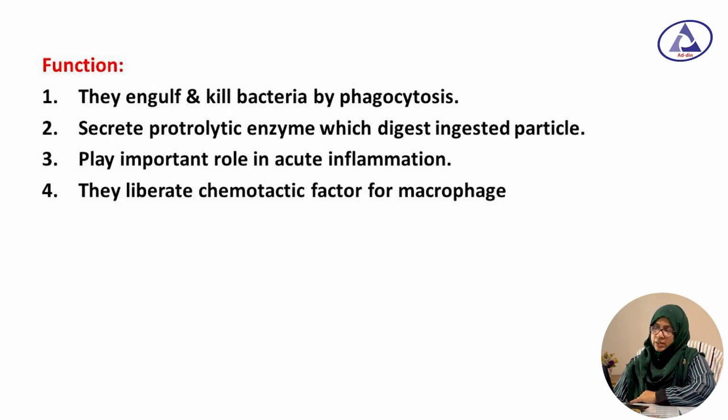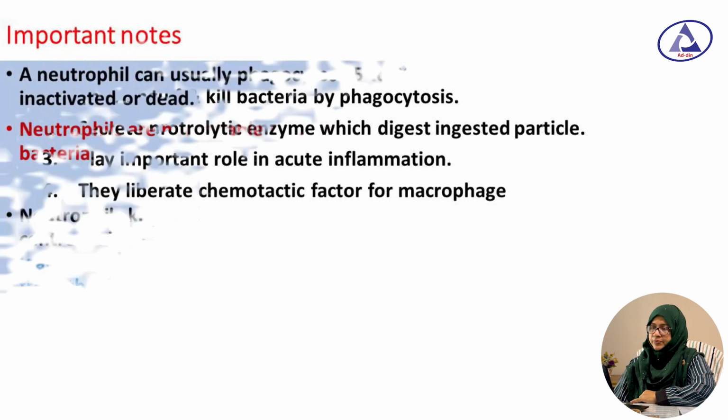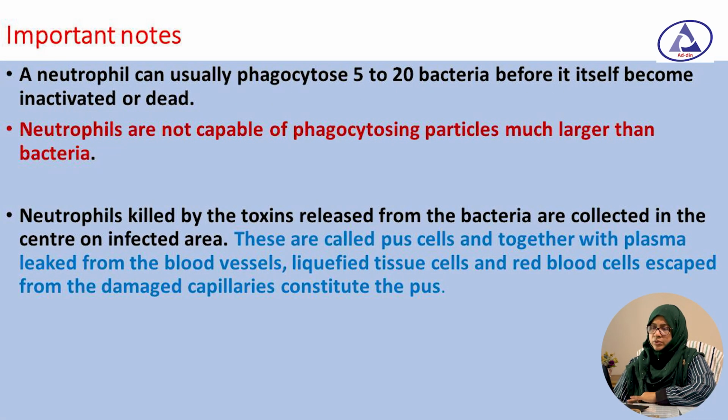It secretes proteolytic enzymes which digest dead particles, and plays an important role in acute inflammation. They liberate chemotactic factors for macrophages. Important note for neutrophils: a neutrophil can usually phagocytose 5 to 20 bacteria before it itself becomes inactivated or dies.